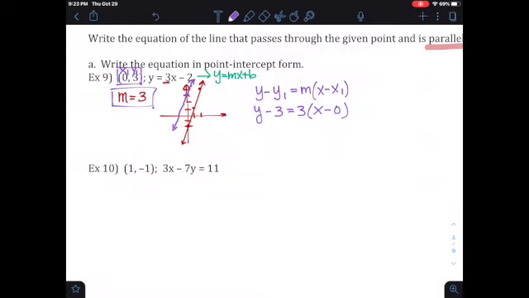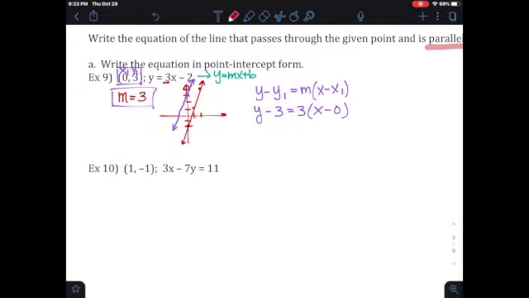Next example, example 10, I want you to do the same thing. Write the parallel line to 3x minus 7y equals 11. That means using the slope from that line and writing a different equation with the same slope, parallel lines, using a different point. So how do you extract the slope of 3x minus 7y equals 11? Well, we are going to change that into slope-intercept form.